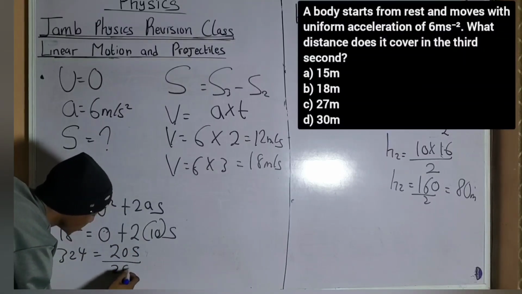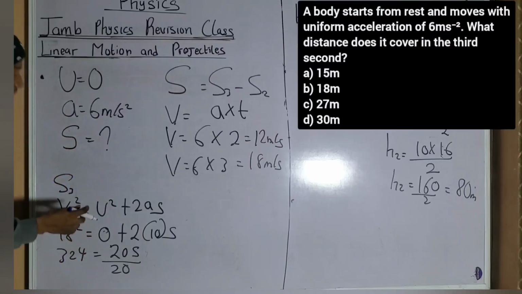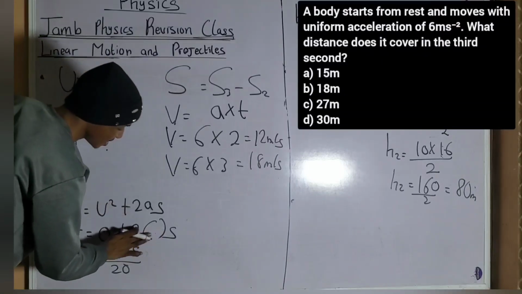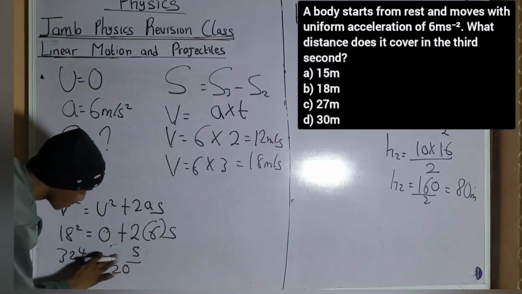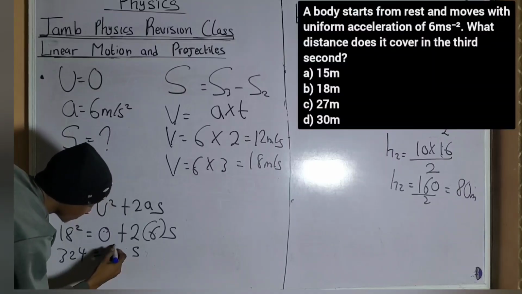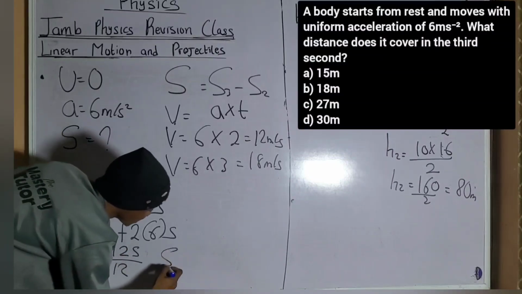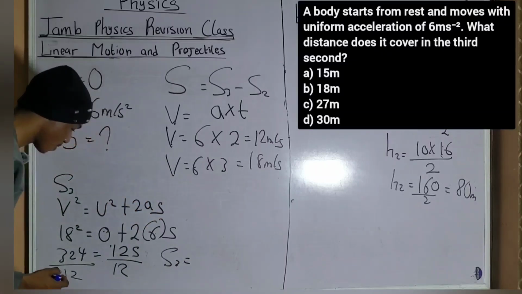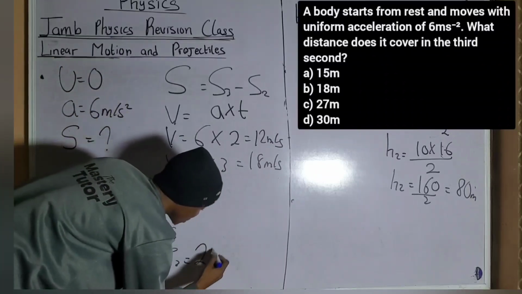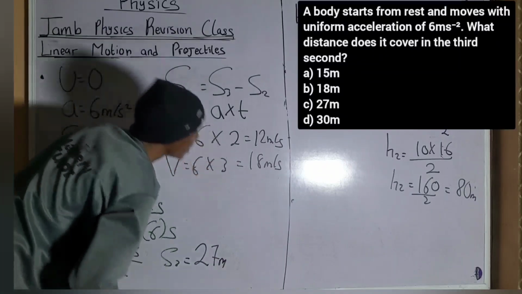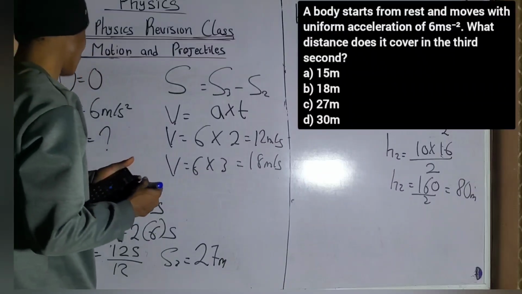No, sorry, a is 6 meters per second squared. So that will be 12. This over 12, and this over 12. That means S3 is equal to 27 meters, okay? Now we need to get the value of S2 as well.